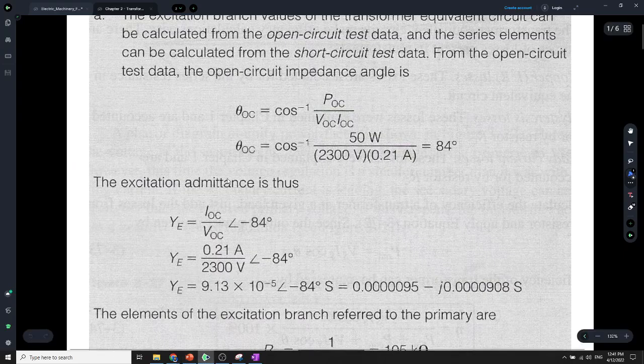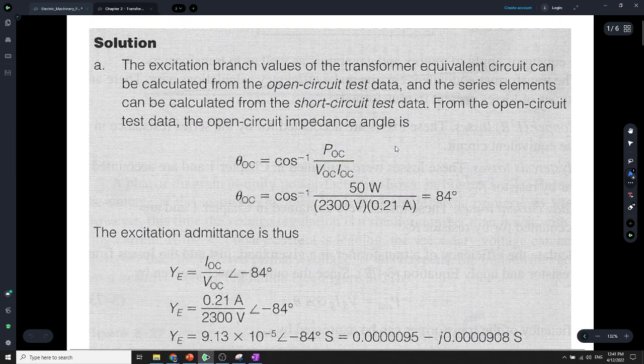So mana ni? Okay, so for the short circuit test, we can directly go to measure the angle or the power factor. So this one is lagging. Don't forget, this is lagging.